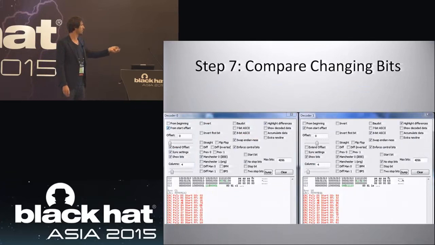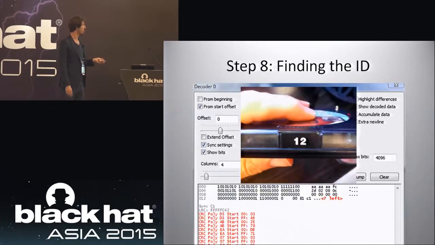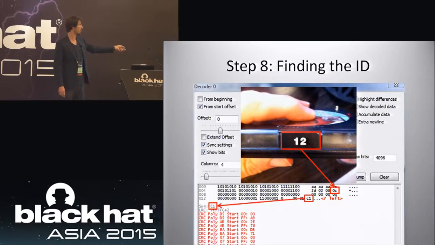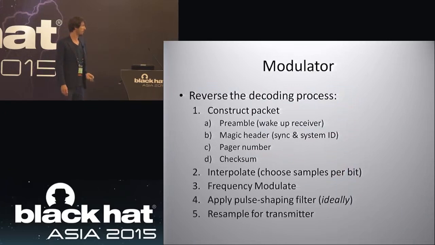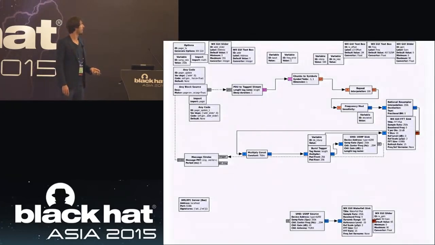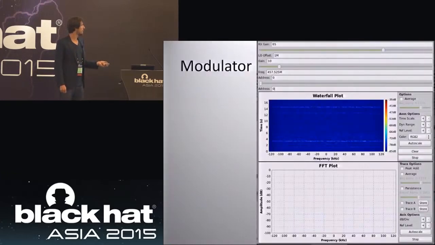Once you stick with Manchester, you apply it to 2 different pages, and you can see in green all the bits that are different. That will give you clues to where the ID or the number of the page is encoded in your packet. Then you can pretty quickly see where various things are encoded, and once you play around with various CRC algorithms, you can figure out how they do the checksum on the packet. Once you've deconstructed that, you can create a modulator that does all the same thing, just in reverse order, and then put something together in GNU Radio like this.